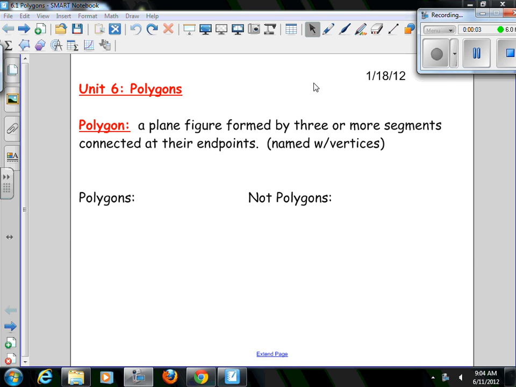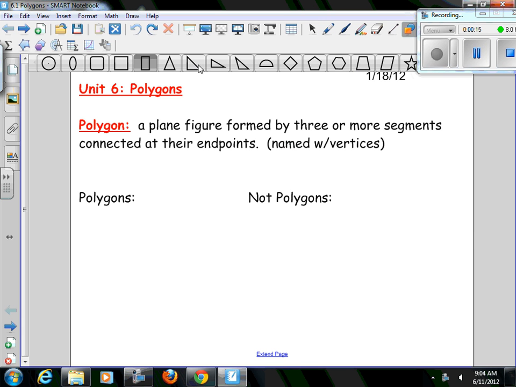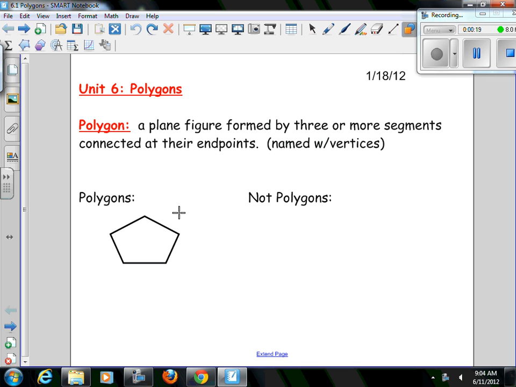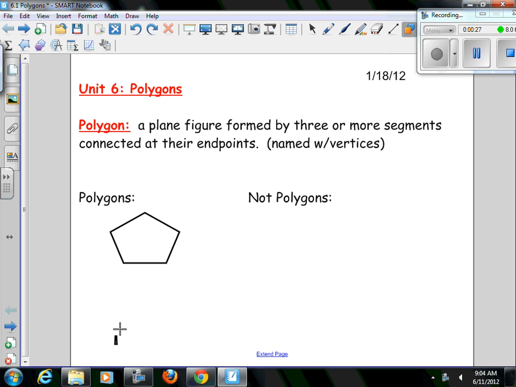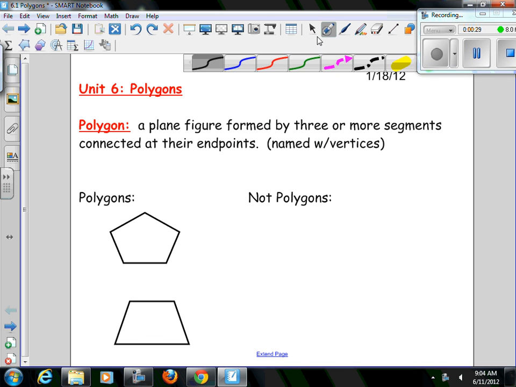Today's video is about polygons. A polygon is a plane figure formed by 3 or more segments connected at their endpoints, and they are named with vertices. I'm going to give you some examples of polygons here. For instance, here is a polygon. Here is another polygon. We name them with vertices.